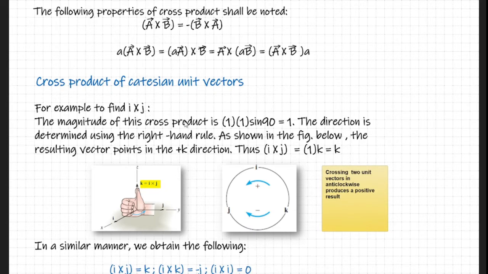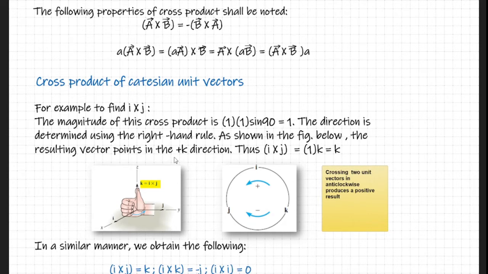So what will be the magnitude of I cross J? It is magnitude of I, that is 1, into magnitude of J, that is 1, into the sine of the angle between I and J. That means the angle between x and y directions, that is 90 degrees. So 1. So we find that the magnitude of I cross J is 1. So I cross J will also yield us a unit vector.